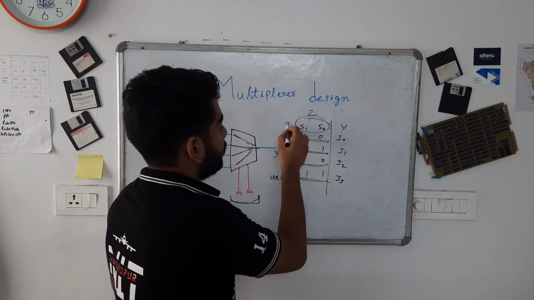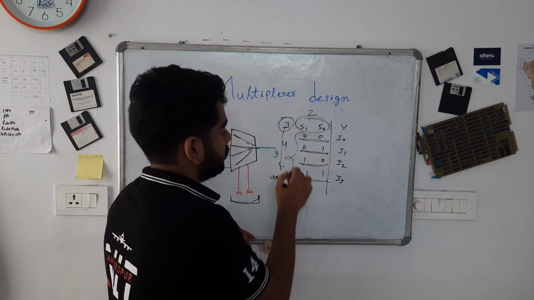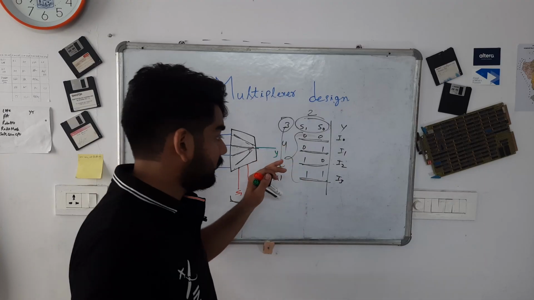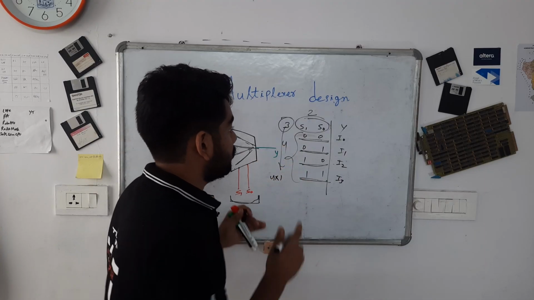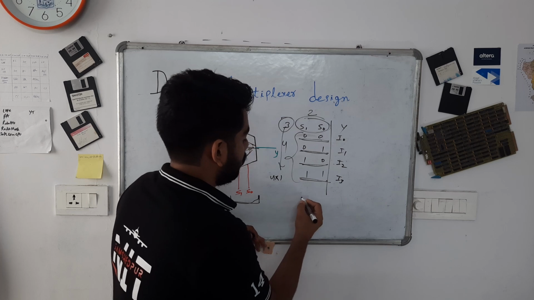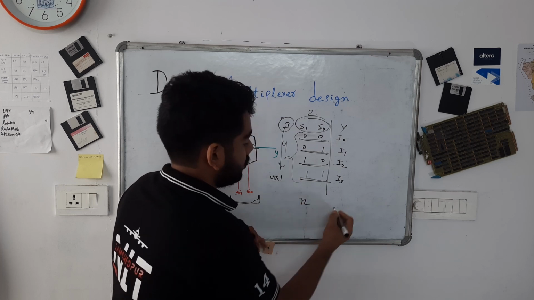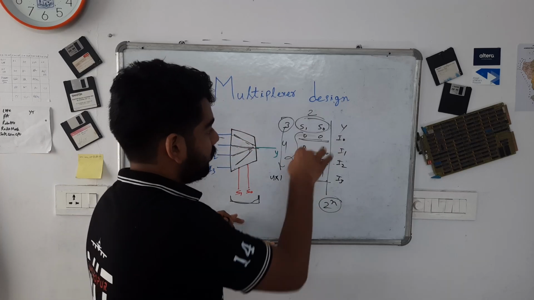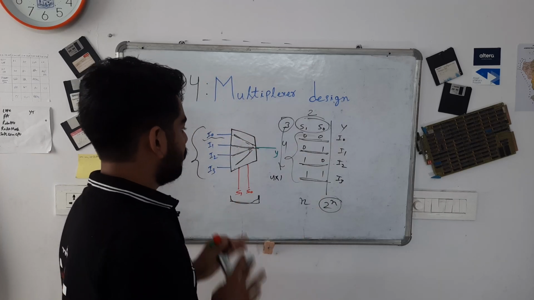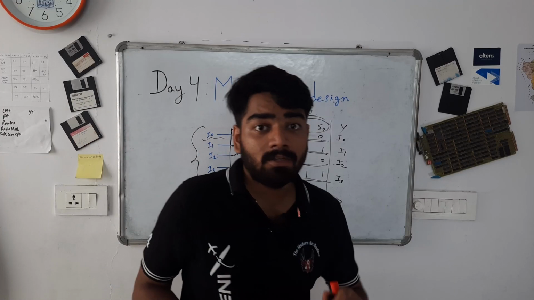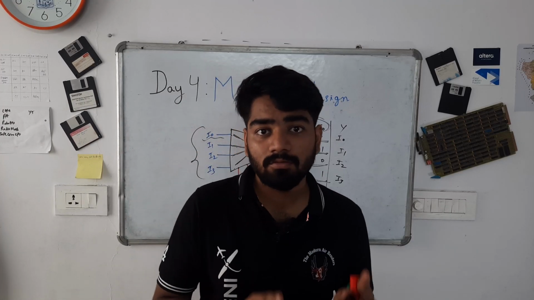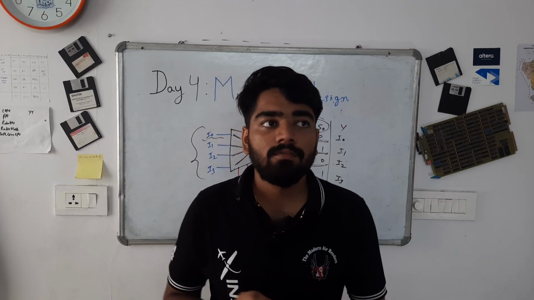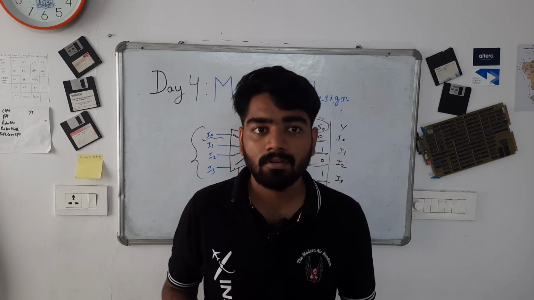Similarly, when you have three selection lines, you will have 8 combinations, right? 0 0 0, 0 0 1, something like that. In that series you will have 8 combinations. So that is why it is said that for n selection lines you have 2 to the power n input lines, right? This is where it is coming from. So this is what a multiplexer does. Now you understand how a multiplexer works. We will go into Verilog and design this in Verilog, and I'll show you 3 to 4 ways of designing this thing.